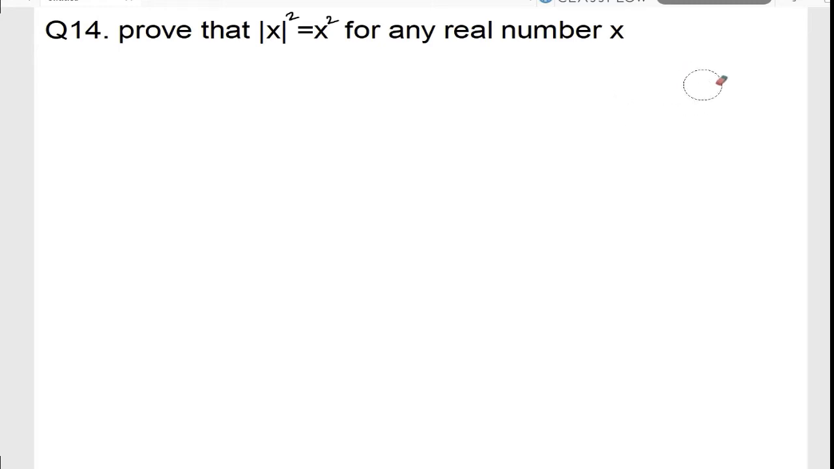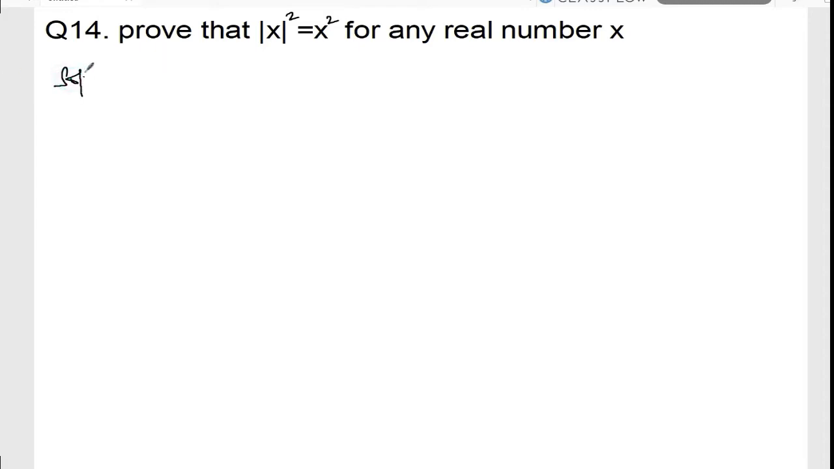First question is question number 14: prove that root of modulus of x whole square is equal to x square for any real number x. This question must be there in exercise 1.3, or in an example somewhere around there, from chapter number 1. So how to solve this question?